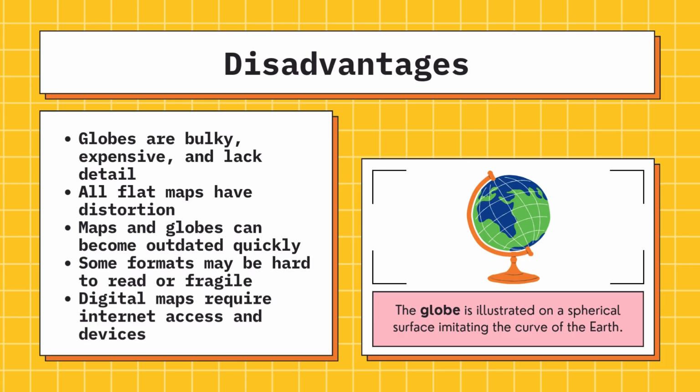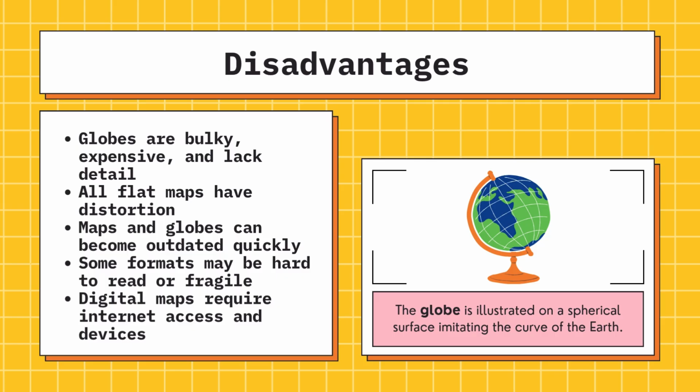Some disadvantages that Chapter 8 reminds us of is that maps and globes also have some limitations. Globes can't show much detail and they take up a lot of space. They're also expensive, especially if a school wants to have more than one. Maps come with distortion. Anytime we flatten a globe, something gets stretched or shrunk depending on the projection.